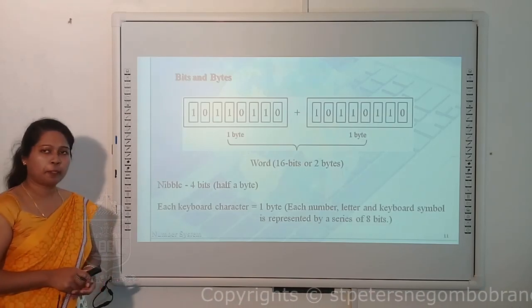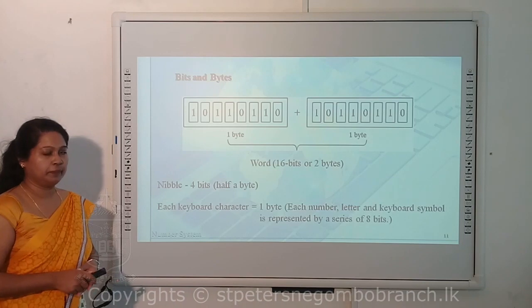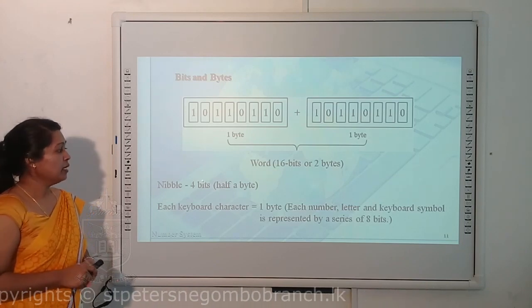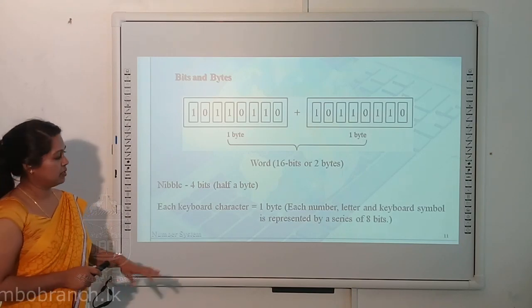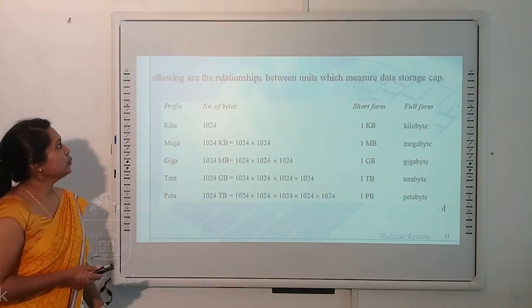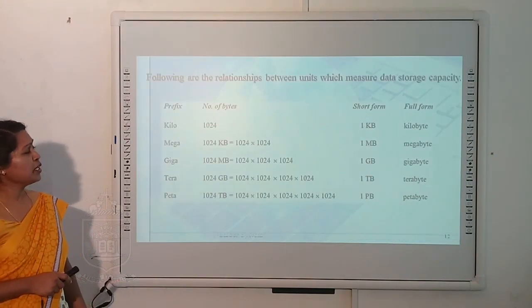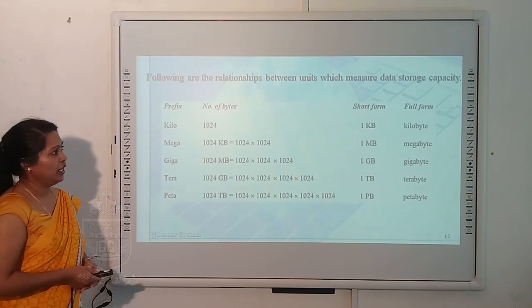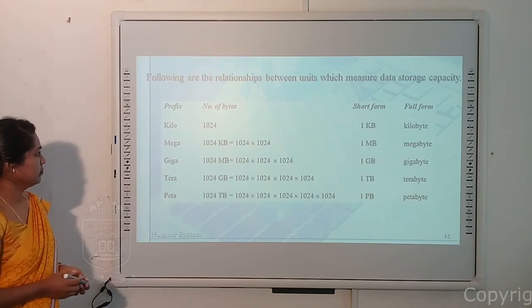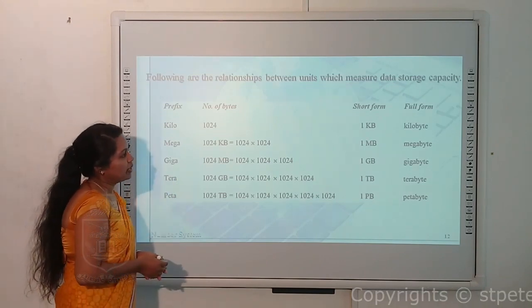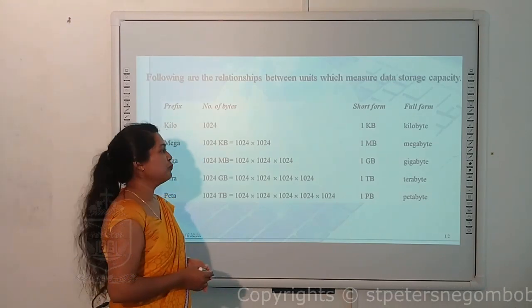Nibble. What is a nibble? It is half of a byte. It means 4 bits. You can see the relationship between units which measure data storage capacity: prefix, number of bytes, short form and full form.